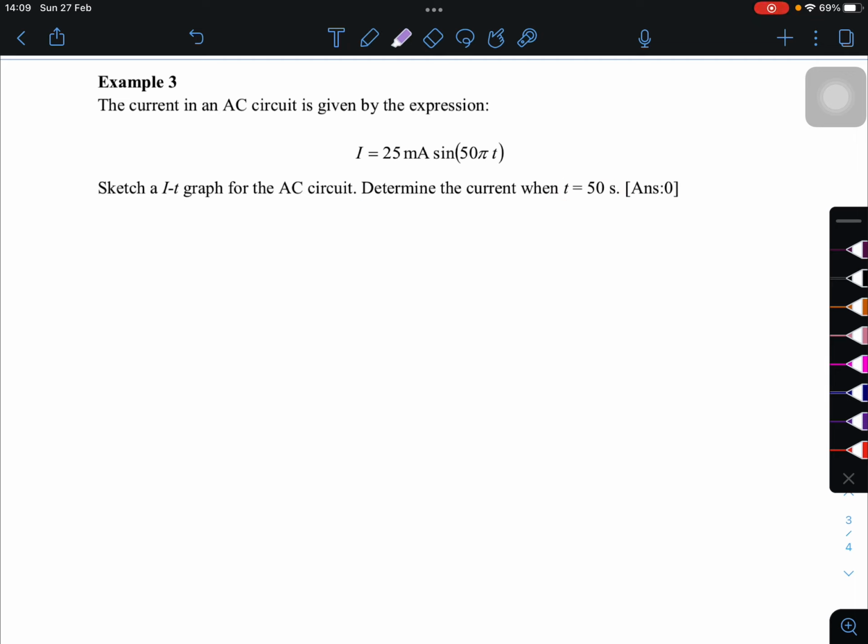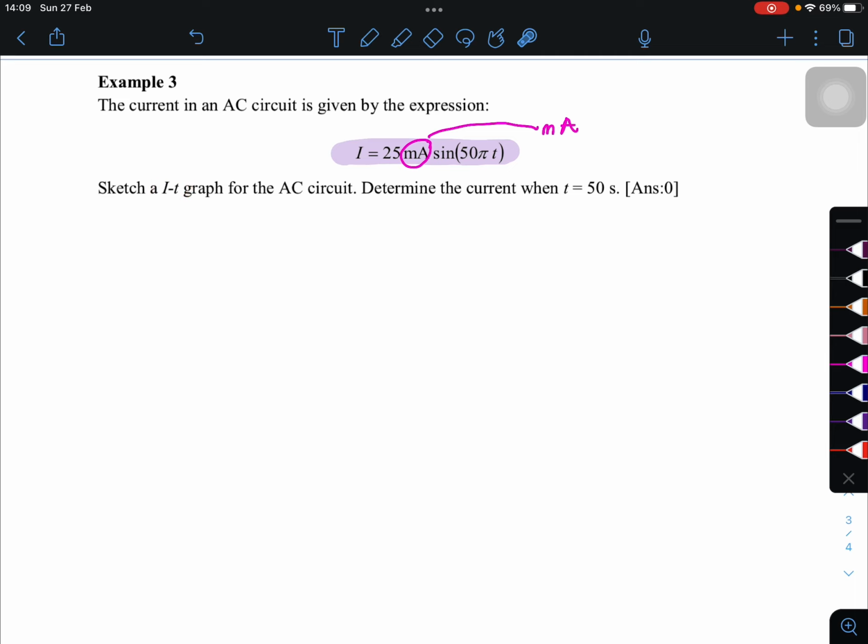Okay, so we are given an expression here. And if you notice here, we are given the unit for I, mA. So it is milliampere. So apabila kita masukkan dalam calculation nanti, we need to consider this milli. Okay, first, how do we sketch a graph of currents against time?